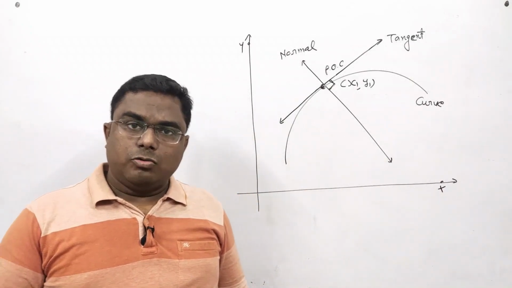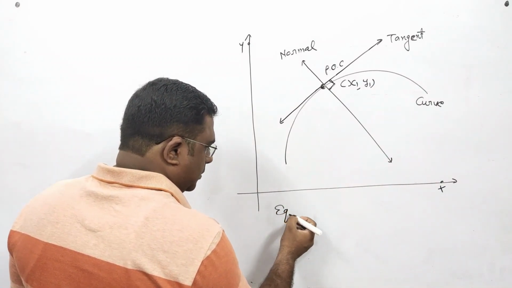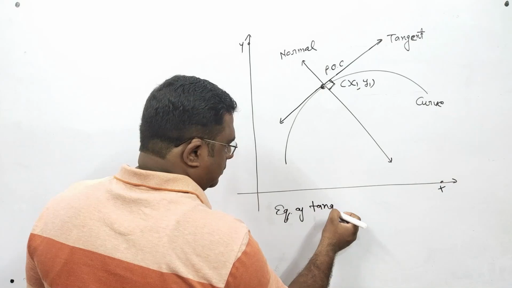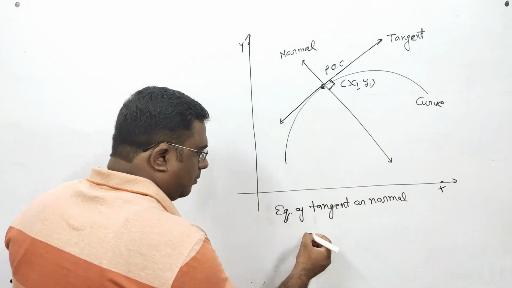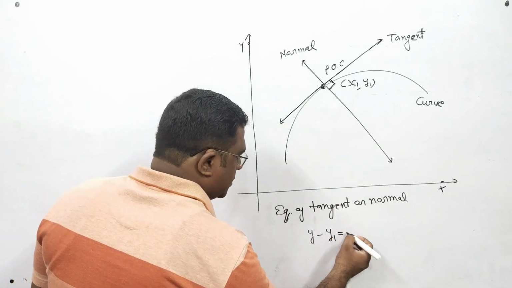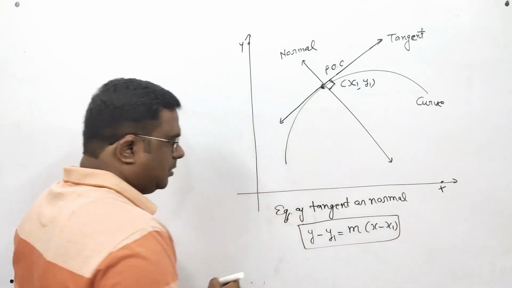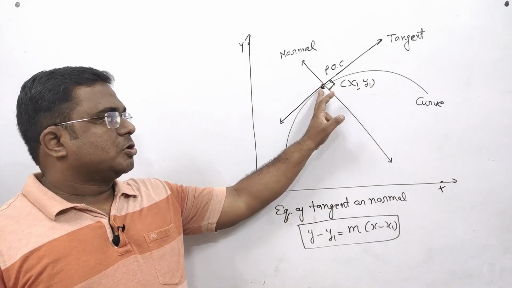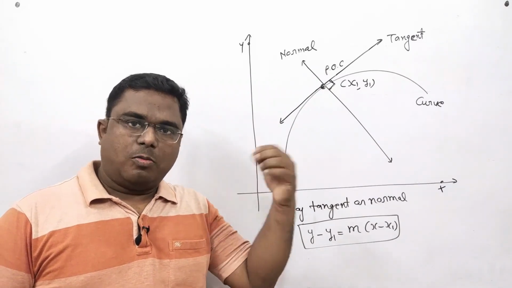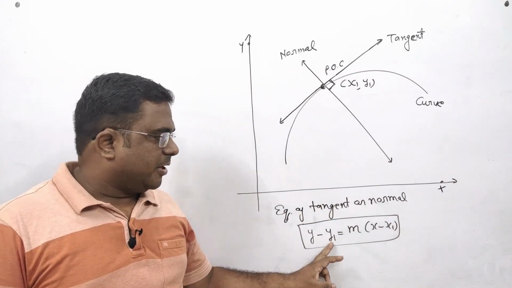Now the next thing is what formula we have to use to find out the equation of tangent and normal. The formula for the equation of tangent or normal is y minus y1 is equal to m times x minus x1. In this formula, x1, y1 will come from the point of contact. Suppose the point of contact is given to you as 2, 3. Then the value of x1 will be taken as 2 here and the value of y1 will be taken as 3 here.